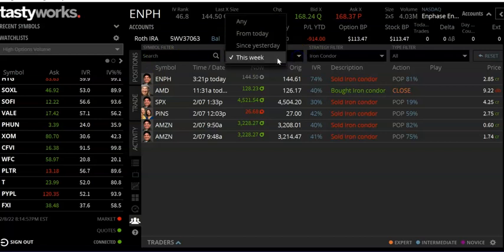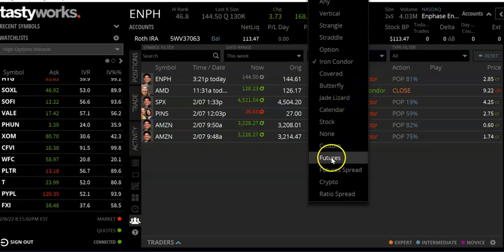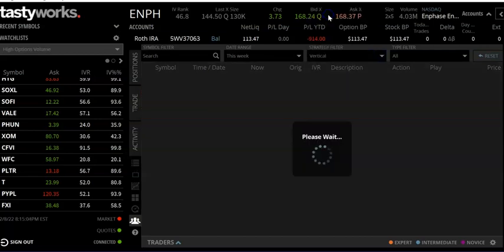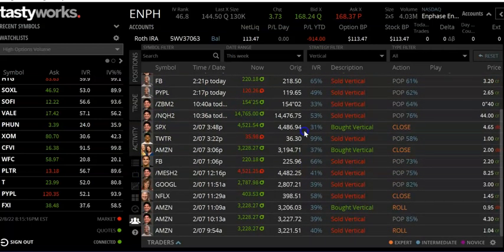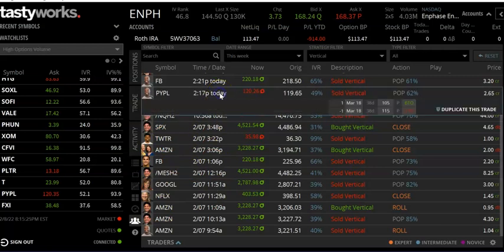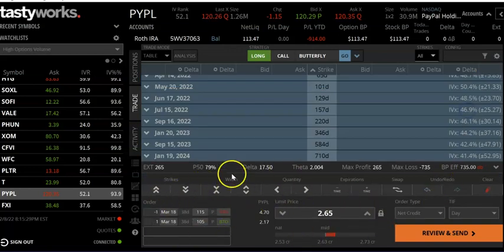Let's say I want to look for trades for this week, and I only want specific trades, let's say vertical. Now it's going to update for me with the different verticals they have taken. Here, Tom Sosnoff is a famous guy. All of these guys are experts. Let's say PayPal. Highlight, duplicate trade. So you can basically duplicate the trade he took.